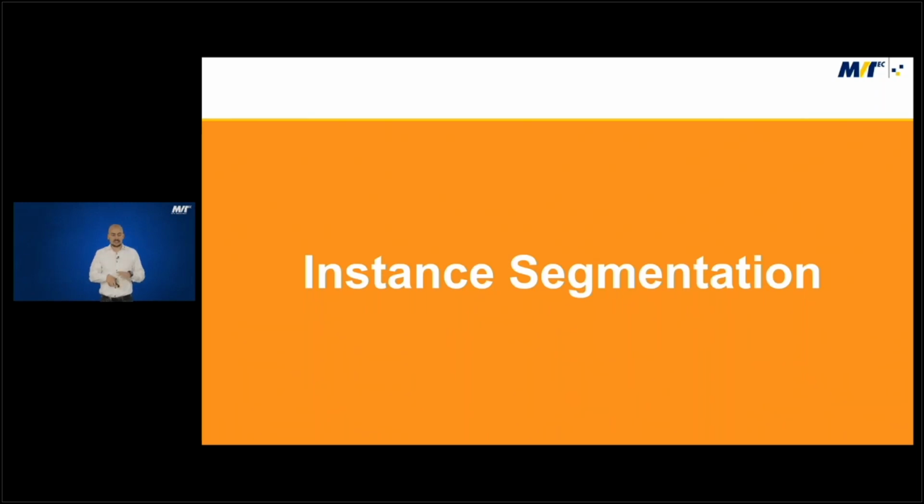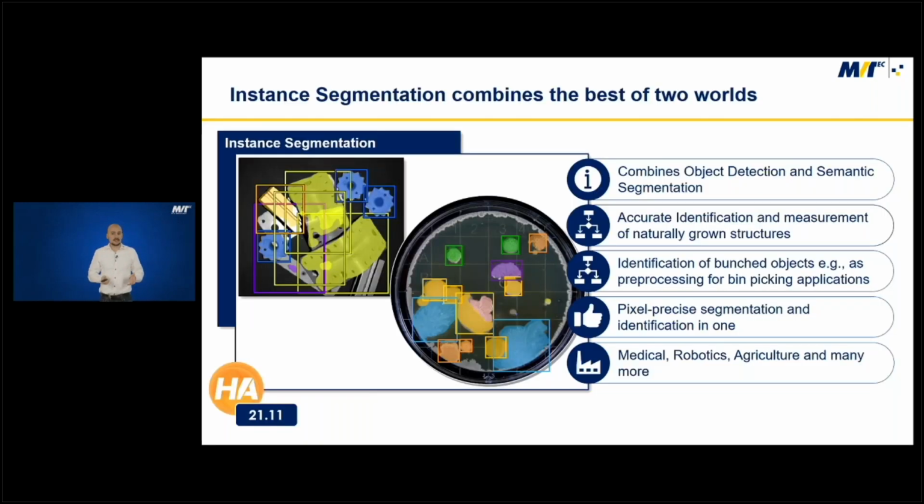So last but not least, in the mentioned list of all the major features of HALCON 2111, we have instance segmentation. Instance segmentation is one of our new deep learning technologies, and it combines basically the best of two worlds, the best of object detection on one side and semantic segmentation on the other side. Applications you can see here in the image are, for example, the accurate identification and measurement of naturally grown structures, like in this Petri dish on the right, or the identification of bunched objects as a pre-processing for bin picking applications.